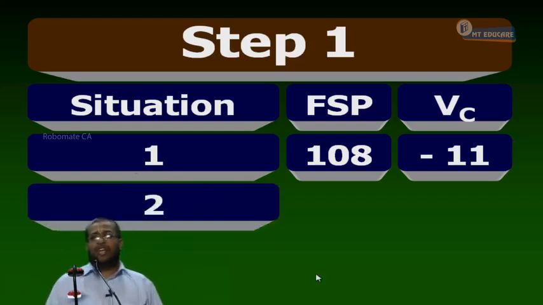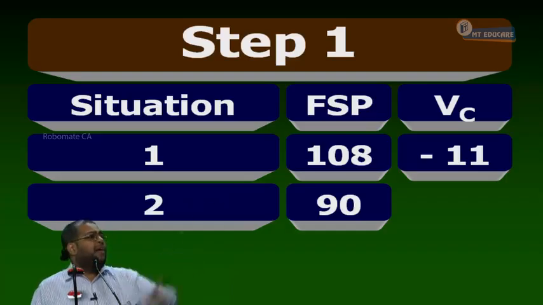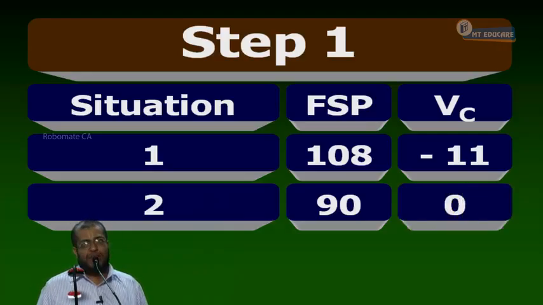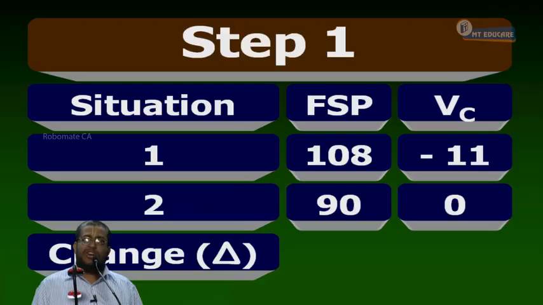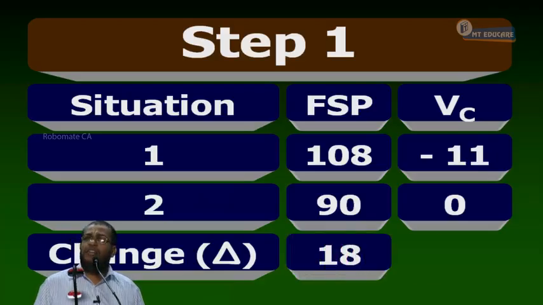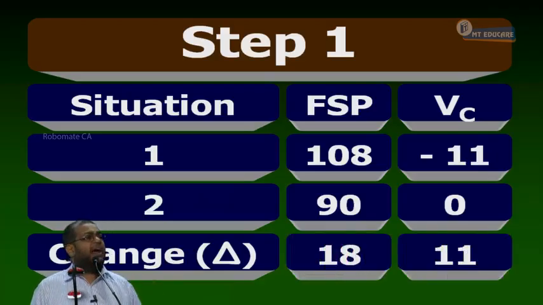Second case, suppose the share price is 90. Will my holder exercise or lapse? Lapse. So what is the value of the call to him? 0. My value also is 0. Now the FSP change is how much rupees? 80. The call value change is 11 rupees. Point number 1, accepted or not?